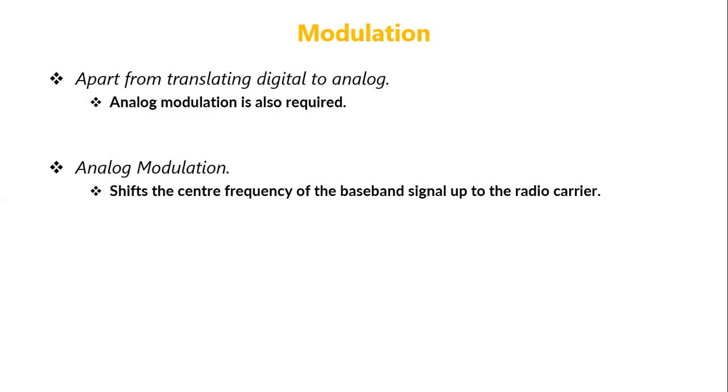The digital signal which you convert to an analog signal, either by using ASK, amplitude shift keying, or frequency shift keying, or phase shift keying, is called the baseband signal. That baseband signal should go through analog modulation. Analog modulation shifts the central frequency of the baseband signal to the frequency of the radio carrier signal.